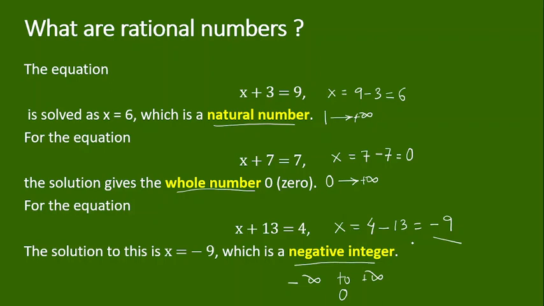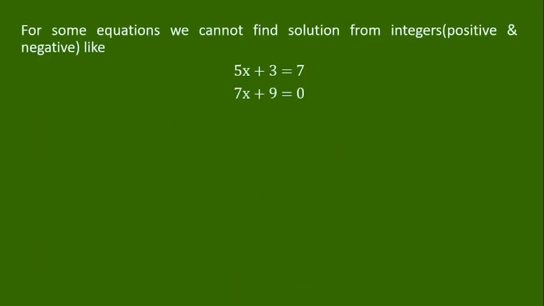Now, there are some equations for which we won't be able to find the solution in terms of integers. Let's consider the equation 5x plus 3 equal to 7. To solve this equation, I will take this 3 onto the other side. So it will be 7 minus 3, which is equal to 4. So what will x be? x will be equal to 4 upon 5. Because this 5 is multiplied with x on the LHS, when we take it onto the RHS, it will be divided into 4. So this is the solution of the first equation.